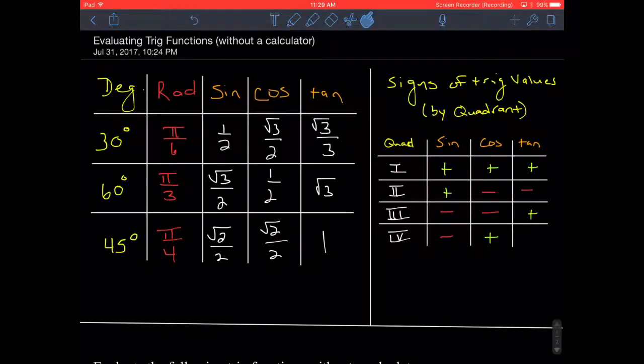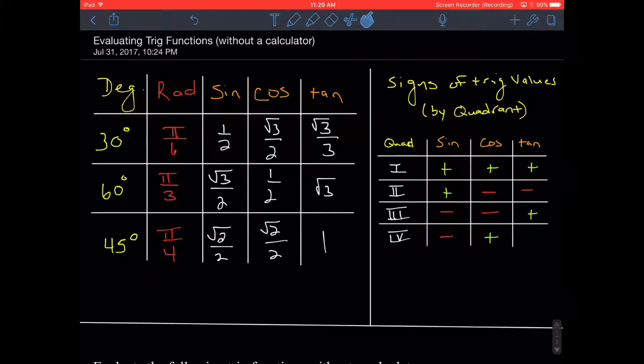Hello, today we are going to be talking about evaluating trig functions without a calculator. Now this is a natural extension of the skills we gained in the previous videos on coterminal angles and reference angles. The only other information that we are going to need in order to be able to do this successfully is listed on the screen for you right now.